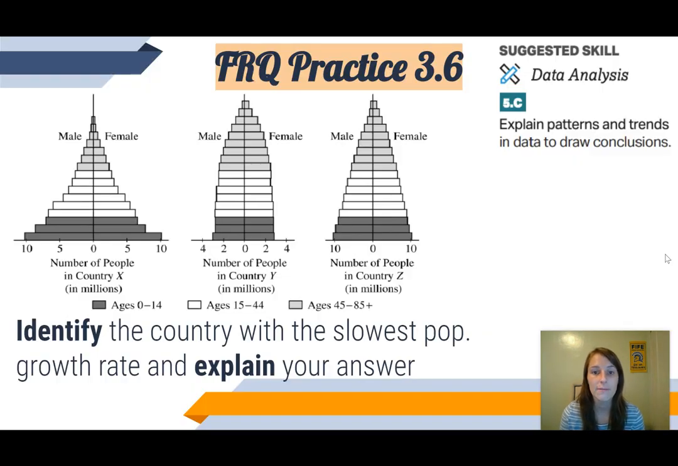So for your practice FRQ 3.6, you will be practicing the skill of explaining patterns and trends in data to draw conclusions. So I want you to look at these age structure diagrams that you have right here, and I want you to identify the country with the slowest population growth rate and explain your answer. Explain why it has the slowest population growth rate. So that will be your FRQ practice for 3.6. Those were your 3.6 notes on age structure diagrams.